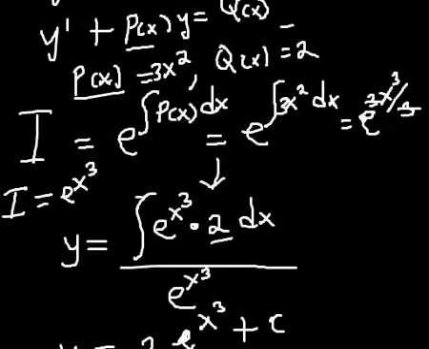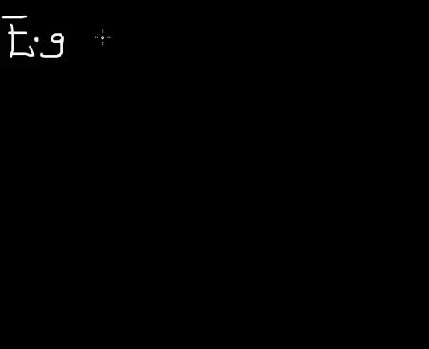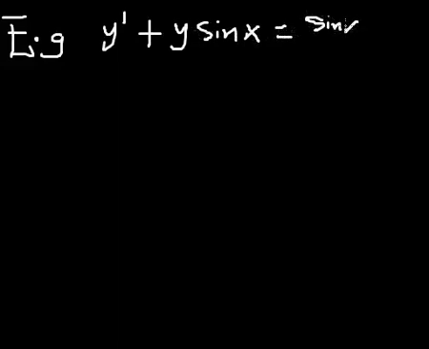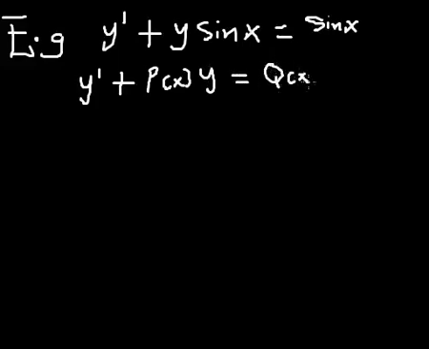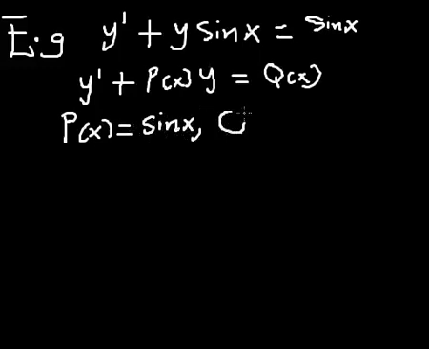I will still bring in more examples. Let's look at another example. You have been asked to evaluate y prime plus y sine x equals sine x. Comparing it to the Bernoulli equation, you know that this is y prime plus p of x multiplied by y equals q of x. So this makes us believe that p of x is sine x, and q of x is still sine x.